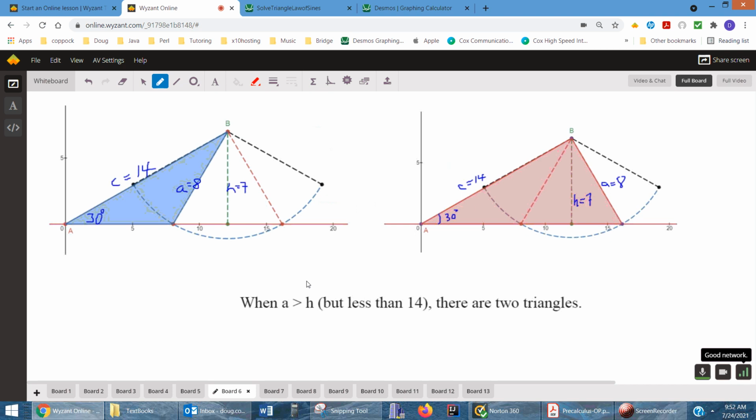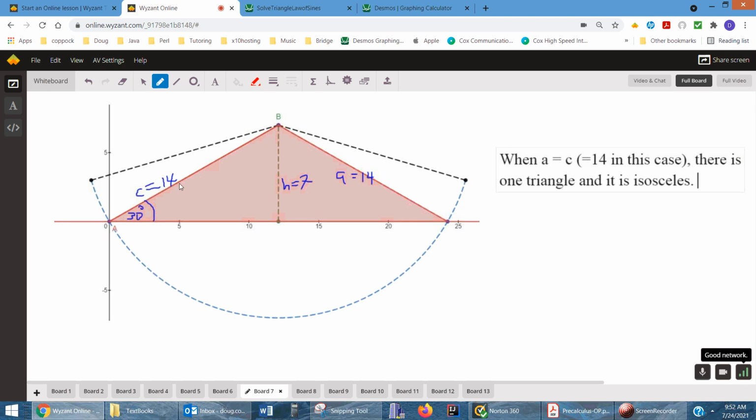In this case, when A is greater than H, and I put 8 here, the swinging side, or the hinge side, is going to hit this opposite ray in two places, so two triangles are formed. One where this unknown angle, that's opposite the fixed side, is acute, and one where it is obtuse.